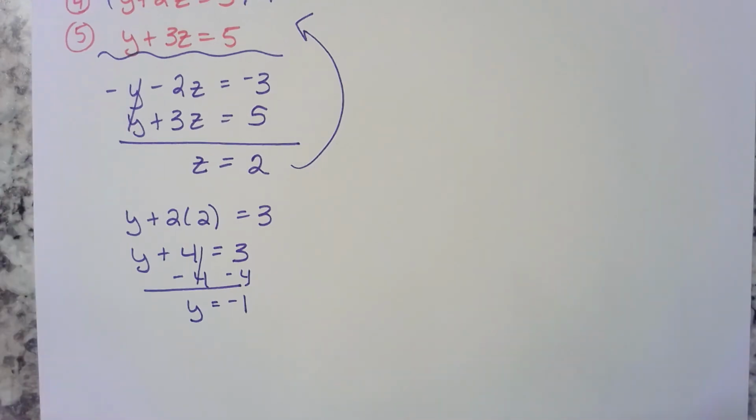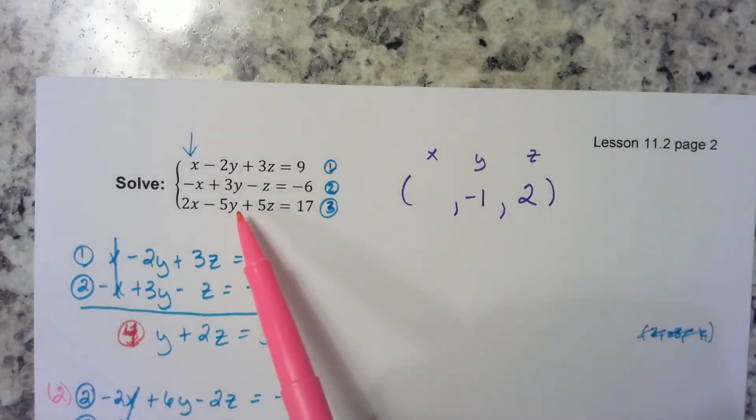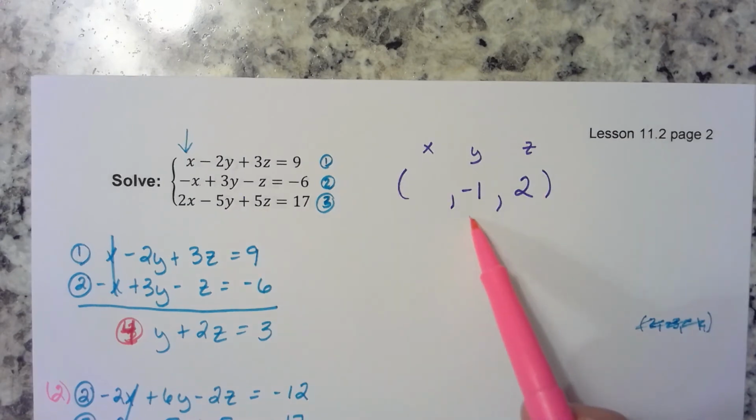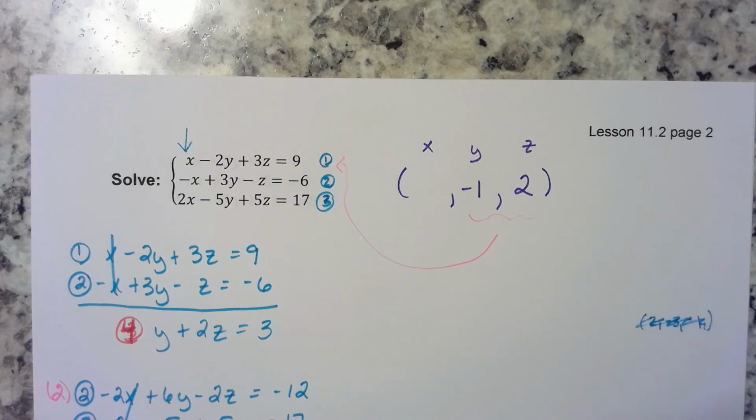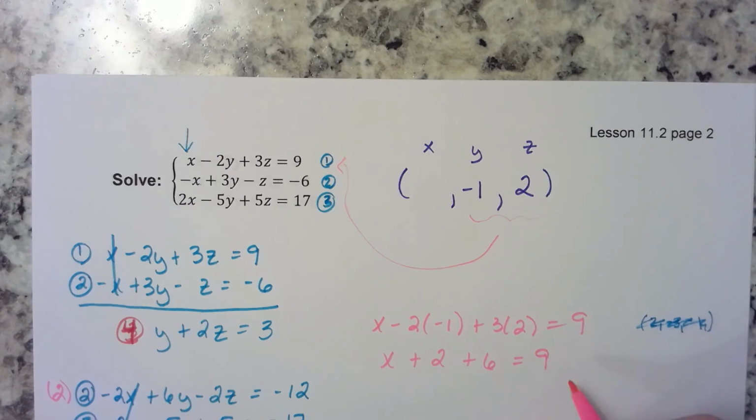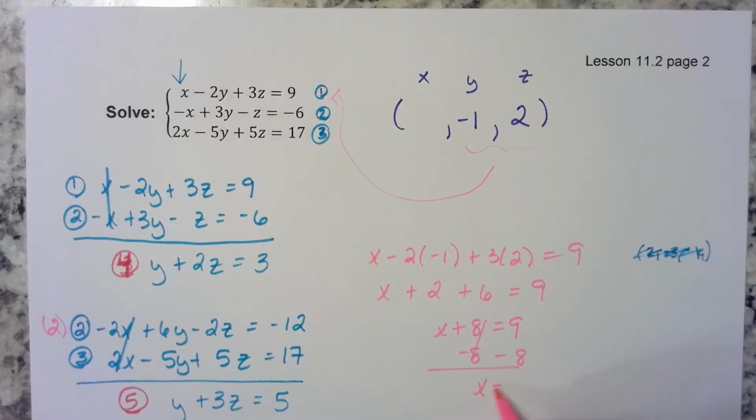We can go back to the beginning. So we go back up here to the original and figure out which equation would help us solve for x. Now that we know these two, I'm going to go back to equation number 1. Remember, you can choose any equation you like. X is almost solved for in equation 1, which is why I chose that one. So we'll have x minus 2 times y plus 3 times z equals 9. Negative 2 times -1 is positive 2. 3 times 2 is 6. 2 plus 6 is 8. Subtract 8. And you find out that x is equal to 1.